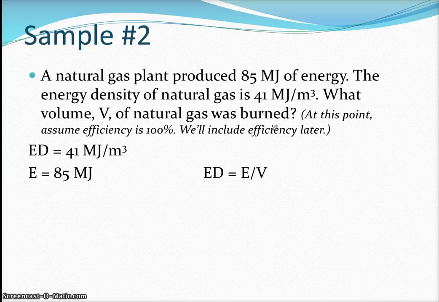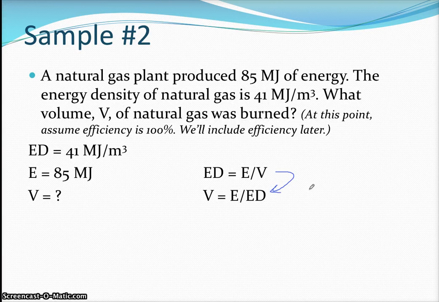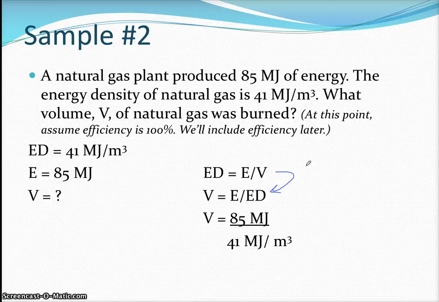We know our energy density, and we know the energy that was produced. We want to find the volume. The equation for energy density is energy divided by volume, and we're just going to rearrange that algebraically. Volume is energy divided by energy density. Be careful with your algebra. That's going to be a big key to these problems. And we'll just go ahead and plug in our energy and our energy density.